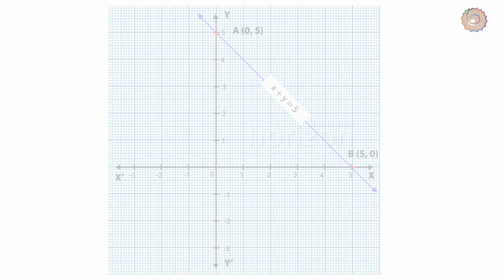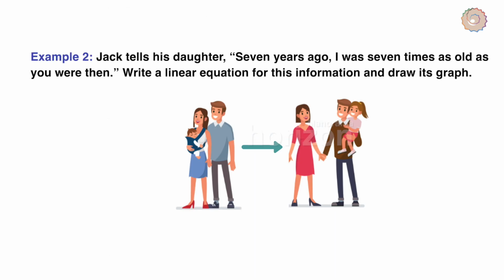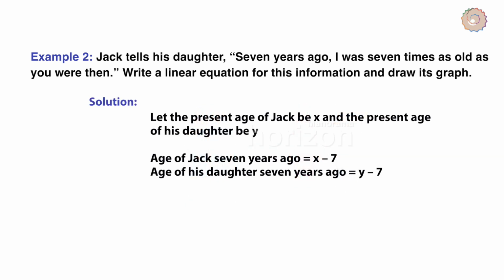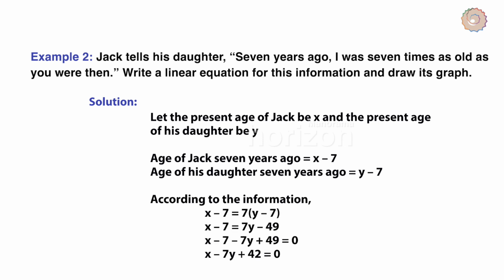Let's work out another problem. Jack tells his daughter, "7 years ago, I was 7 times as old as you were then." Write a linear equation for this information and draw its graph. Let the present age of Jack be x and the present age of his daughter be y. Age of Jack 7 years ago equals x - 7. Age of his daughter 7 years ago is y - 7. According to the information, x - 7 = 7(y - 7).